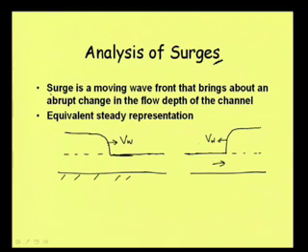Whatever the situation, we call such a moving wave front, which creates an abrupt change in the depth, a surge. See, depth earlier was like this, and there is an abrupt change. If the depth changes gradually like this, then we will not call this a surge. But here depth is changing abruptly, and that is why we call this a surge. This surge we can also express in the form of an equivalent steady state for its analysis. Let us see how we can represent this in the form of an equivalent flow.